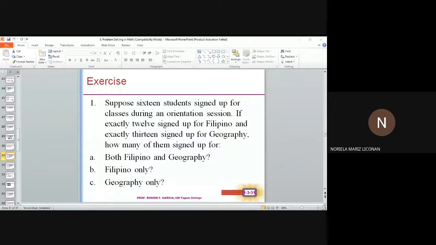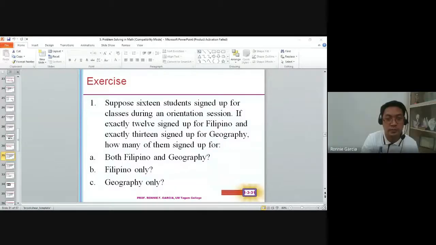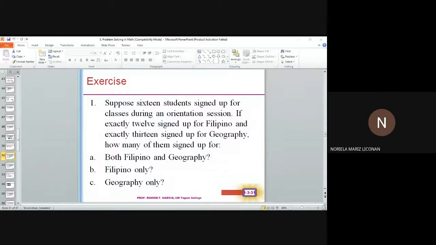Suppose 16 students signed up for classes during an orientation session. If exactly 12 signed up for the Filipino and exactly 13 signed up for the geography, how many of them signed up for A? Basahan po, sir. Sige. A. Both Filipino and geography. B. Filipino only. C. Geography only.